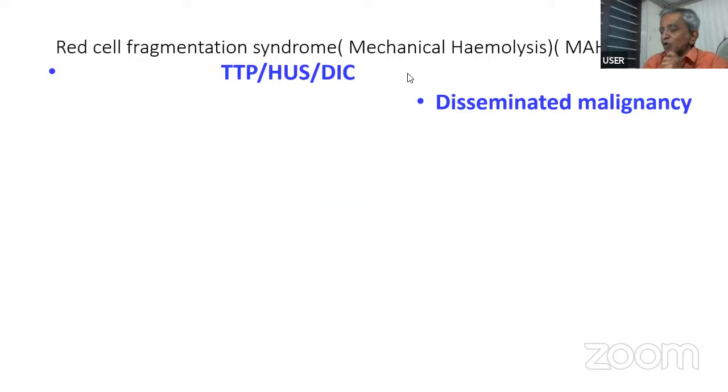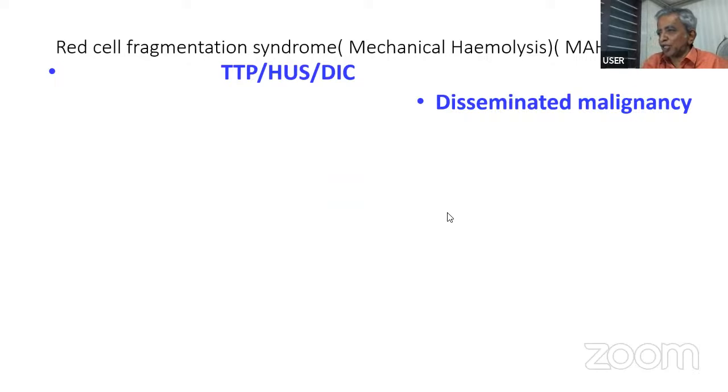AML M3. Okay. Sorry, March hemoglobin. Yes, very good. March hemoglobin, I fully agree. I just left it. Very good. March hemoglobin can be added for mechanical hemolysis. Okay, that's good. You have written AML M3.